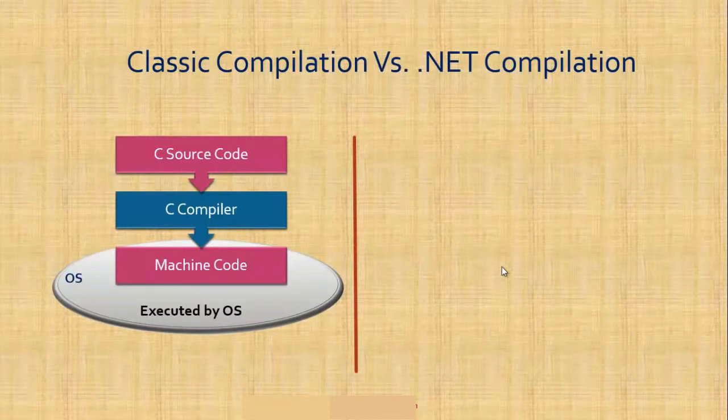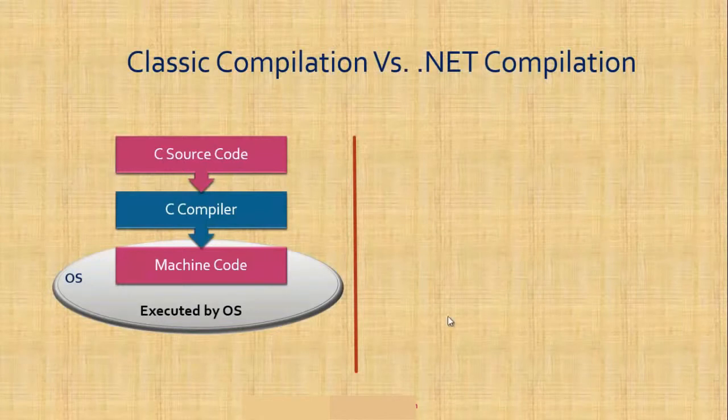Also, it is always optimized for that particular hardware. Meaning if we are compiling this program on a P4 processor, then this machine code will be optimized for the P4 processor and will not give optimum performance on an i5 processor.